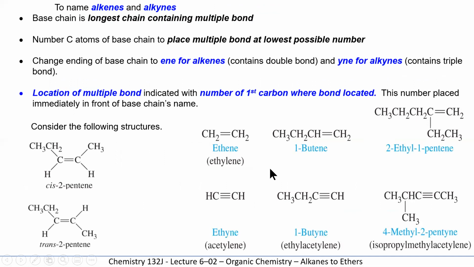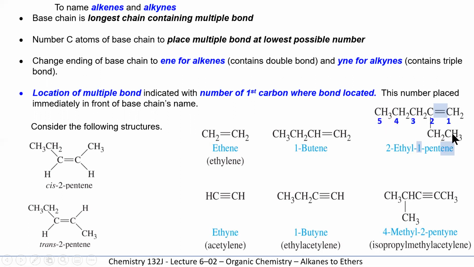So, here's a bunch of examples. And again, when we're naming them, you can see when we number this chain, it's going to be numbered so that we encounter the double bond with the lowest possible number. First example here on the far right, you can see the longest parent chain with the double bond is 5 carbons. If we went this way, it would only be 4. That's why we numbered it from left to right.